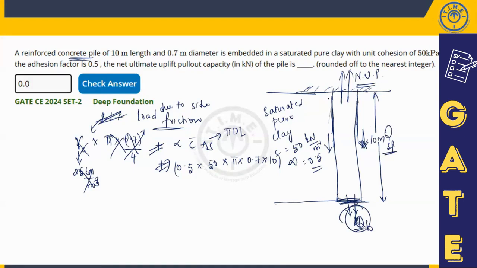Since we are talking about net ultimate pullout, what is resisting? Only skin friction is resisting. Skin friction force is alpha c bar As in clay. That's it. We know alpha, we know c bar, we know As, pi d L, the surface area. Calculate and tell me the answer.